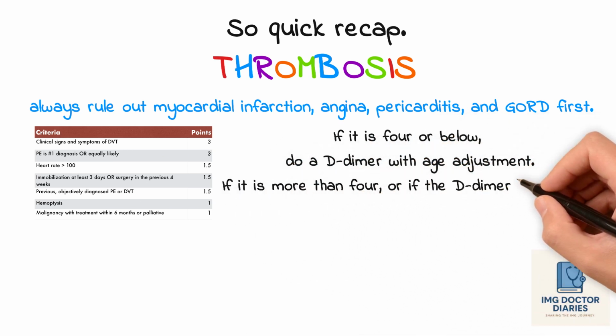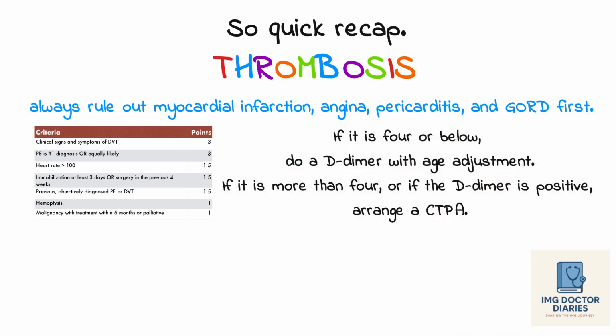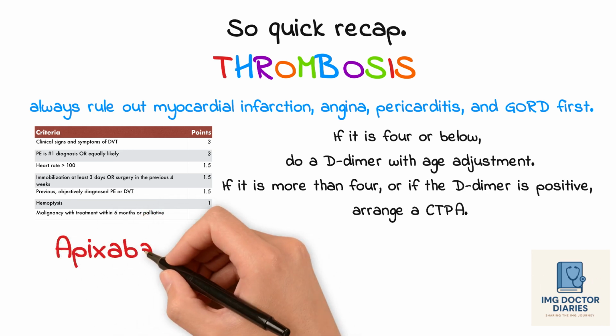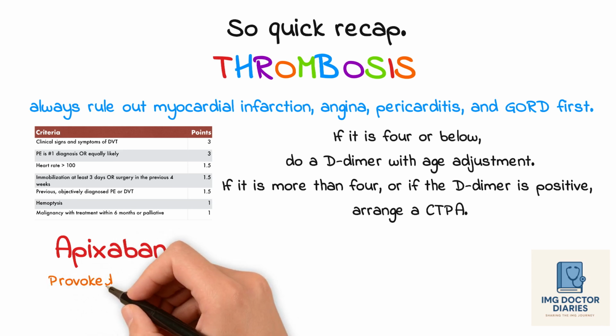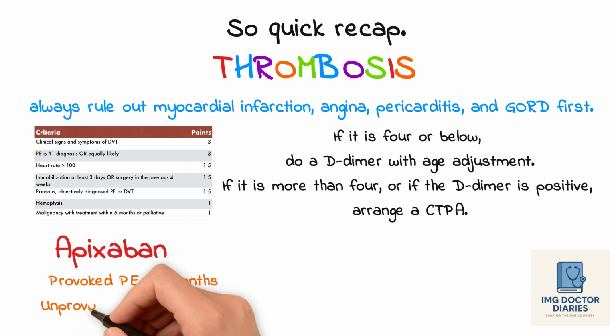If it is more than 4, or if the D-dimer is positive, arrange a CTPA. If your suspicion is high, start anticoagulation immediately. Usually Apixaban 10 milligrams twice daily at first. Treat for 3 months if provoked, or at least 6 months if unprovoked.